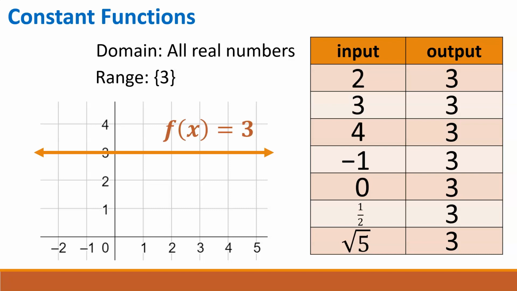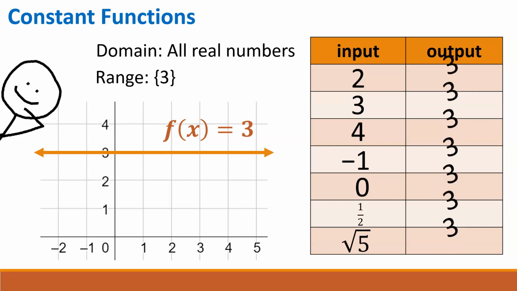And the equation for this function is f of x equals 3. In other words, it's a function with an input of x and an output of 3. So, what have we figured out about constant functions? Well, a constant function will have a constant output. The graph of a constant function is a horizontal line. And the equation of a constant function will always be f of x equals a constant, where that constant is the same as the range, the output, for the function.